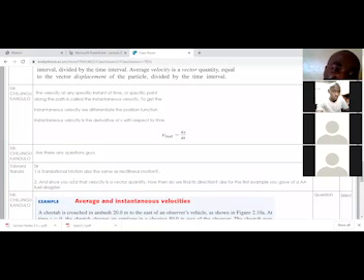Rectilinear is motion in a straight line. Rectilinear is motion in a straight line.